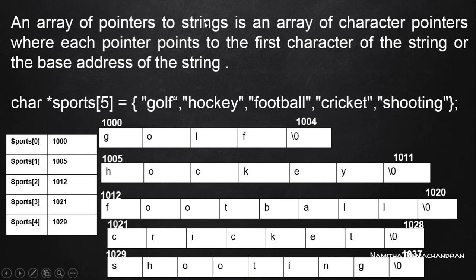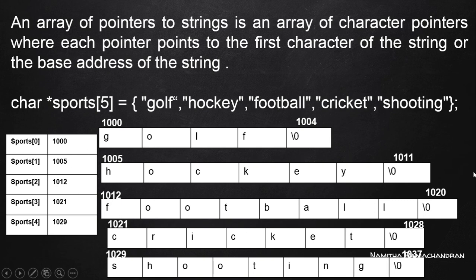So an array of pointers to string is an array of character pointers where each pointer points to the first character of the string. First character of a string means the base address of the string. Consider this declaration and initialization of a character pointer array, that is char *sports[5]. This sports is a character pointer array with size 5. So using these character pointers, we can point to 5 different strings. The 5 different strings are initialized here: golf, hockey, football, cricket and shooting.